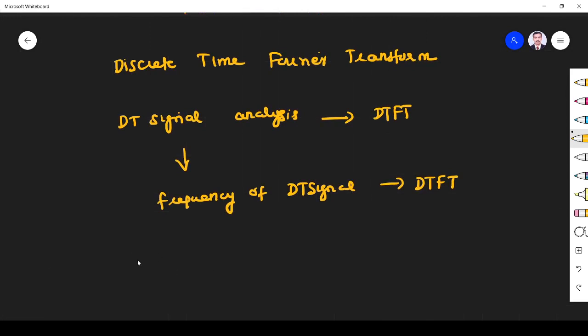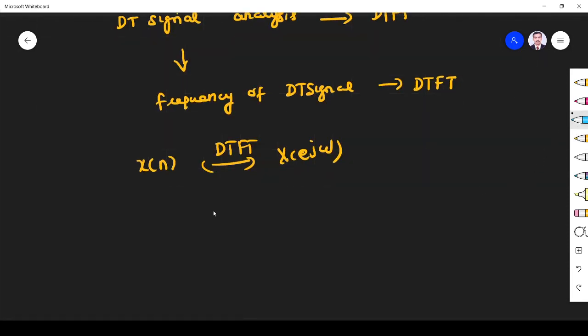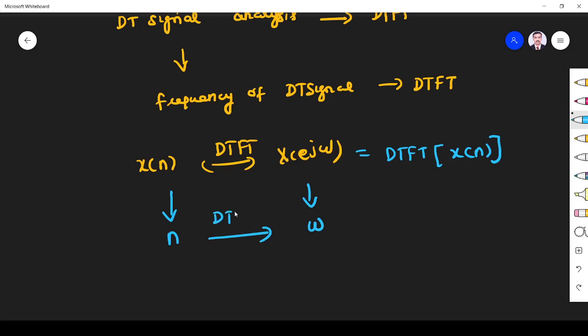So if you have a signal x of n, the DTFT of the signal is given by x of e power j omega. This is the discrete time Fourier transform. So that is equal to DTFT of x of n. Here n is time, omega is frequency. So it converts time domain into frequency domain. It is discrete time, so I can call it time instant. It is digital frequency.